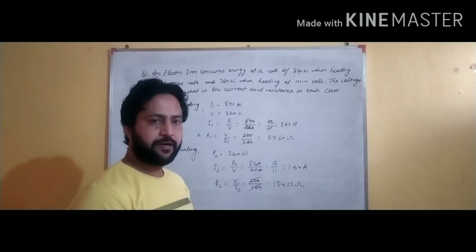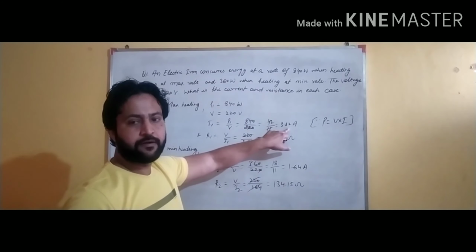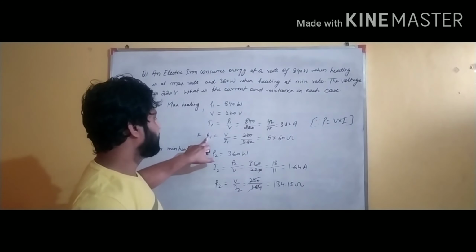So for case 1, for maximum heating, P1 is equal to 840 watt, V is equal to 220 volt. This is given. So I1 is equal to P1 by V. This comes from, since power is equal to voltage into current, so current is equal to power divided by voltage. 840 divided by 220. When we divide it, we get 3.82 ampere. When we get the current, now we calculate resistance. R1 is equal to V upon I1. V is 220, I1 is 3.82. Now divide 220 by 3.82, we get 57.60 ohm.